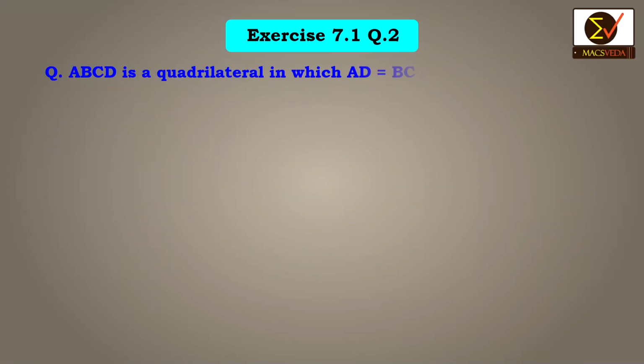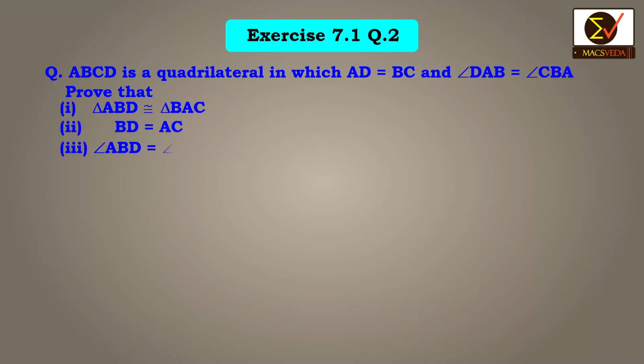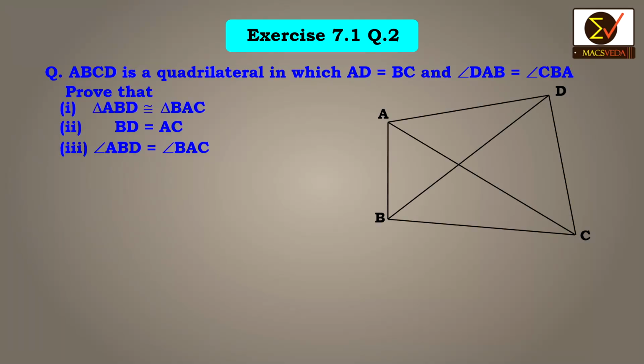Question number 2. ABCD is a quadrilateral in which side AD is equal to side BC and angle DAB is equal to angle CBA. Prove that triangle ABD is congruent to triangle BAC and then side BD is equal to side AC, angle ABD is equal to angle BAC.